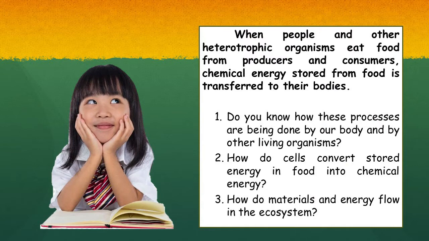When people and other heterotrophic organisms eat food from producers and consumers, chemical energy stored from food is transferred to their bodies. Do you know how these processes are being done by our body and by other living organisms? How do cells convert stored energy in food into chemical energy? And how do materials and energy flow in the ecosystem? Now, if you want to know the answers to these questions, tune in to this video lesson.